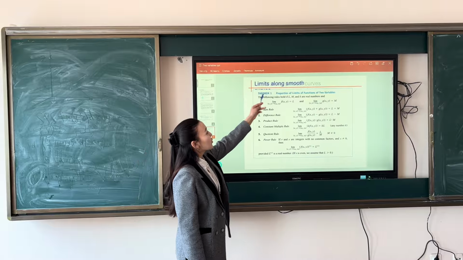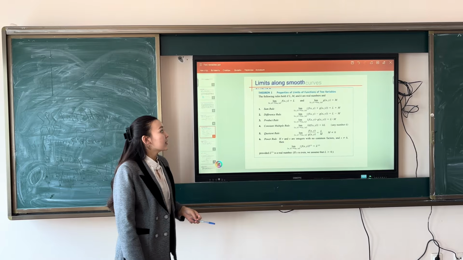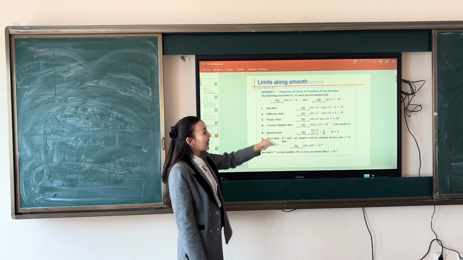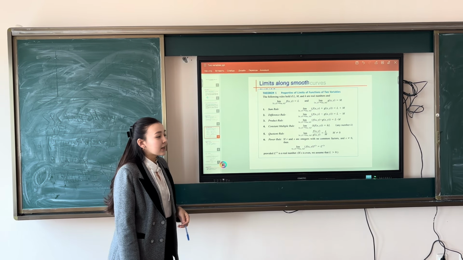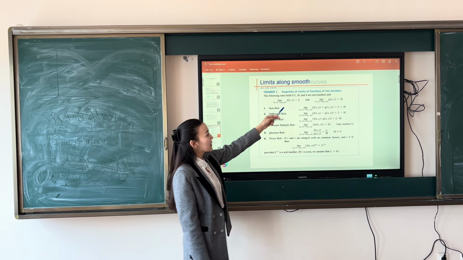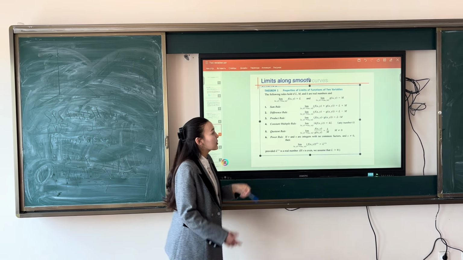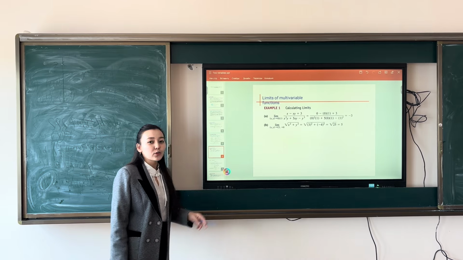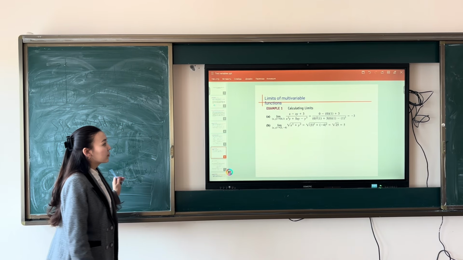Okay, limits along smooth curves. The following rules hold if L, M, and k are real numbers, where the first limit is L and the second limit is M. Let's see some examples of limits of multivariable functions.